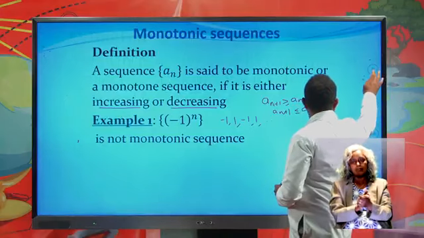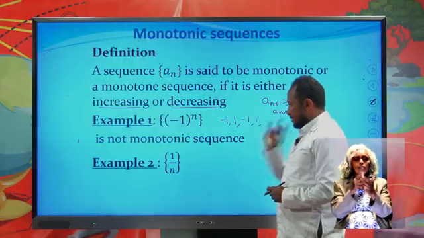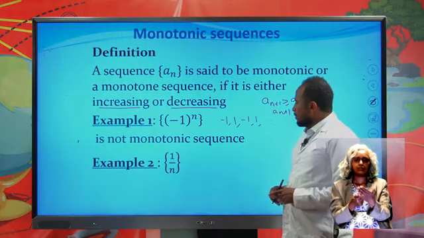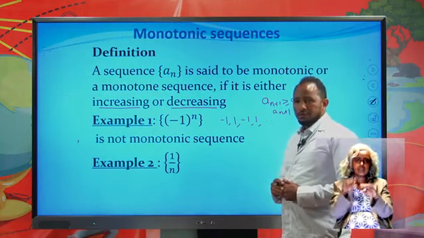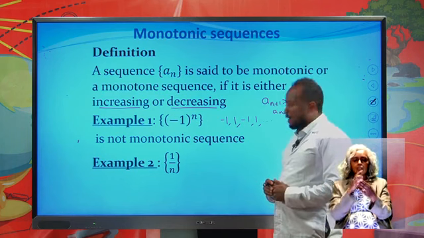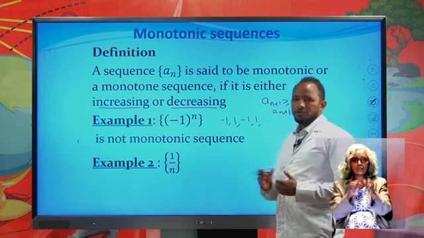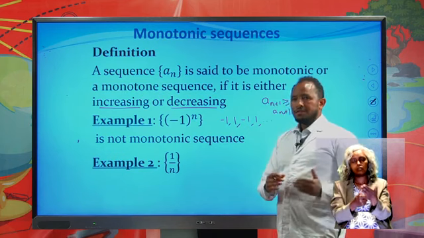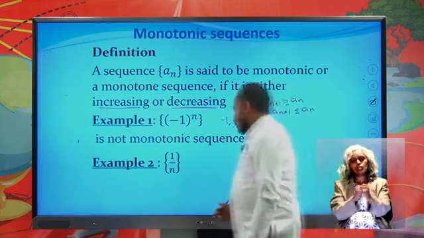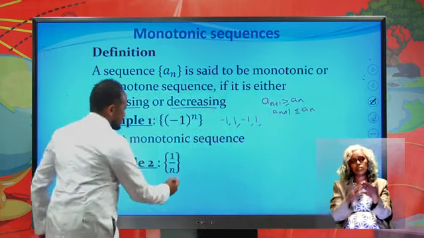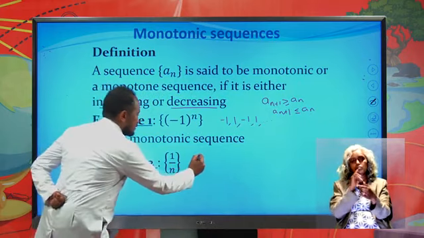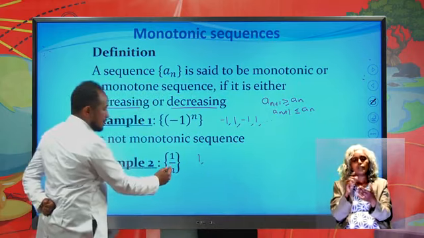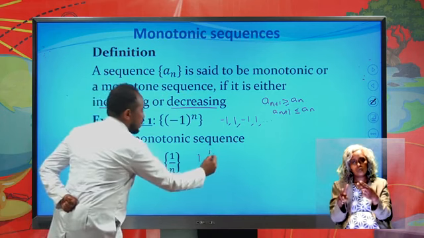Okay, now let's see a second example. Look at this one. 1 over n is given. We are asked to determine whether this sequence is a monotonic sequence or not. To check that, let's list the terms of this sequence. The first term of this sequence is 1, and the second term, when you put 2, is 1 over 2.